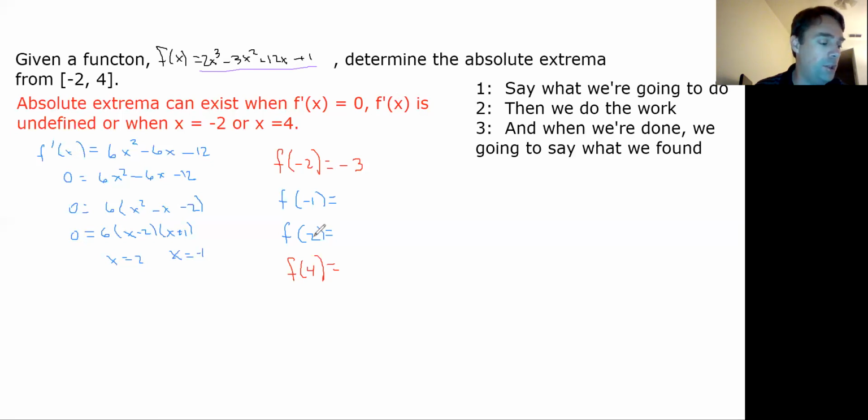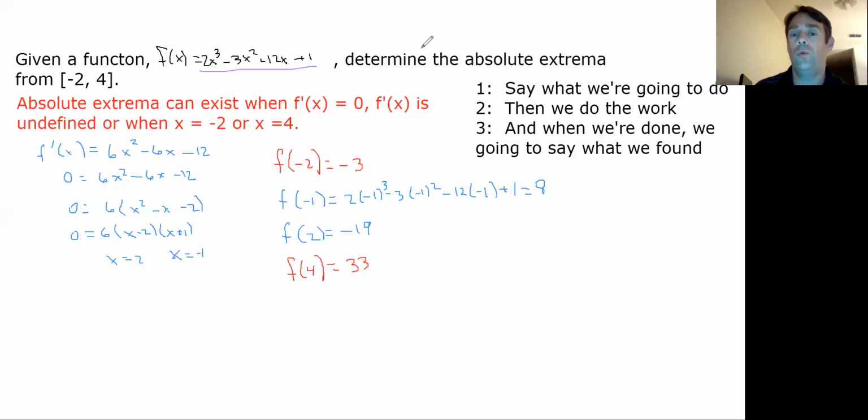When you plug -1 in, I'll show one just so when you're at home trying to figure out what I'm doing, we're literally going back to the original function and plugging these values in. Every once in a while, I find somebody when you first start doing this who plugs it back into the derivative. We're not looking for the maximum and minimum values of the derivative. We're looking for the maximum and minimum values of our function. So we plug them in. There's 8. This is negative 19. And we get 33.